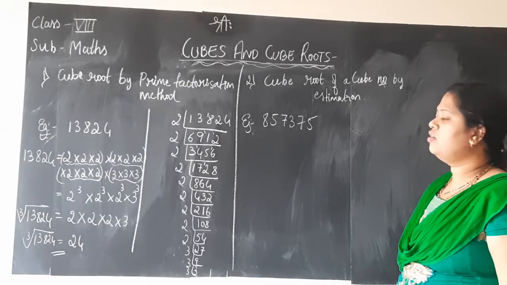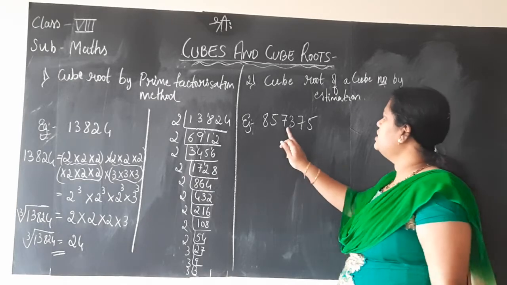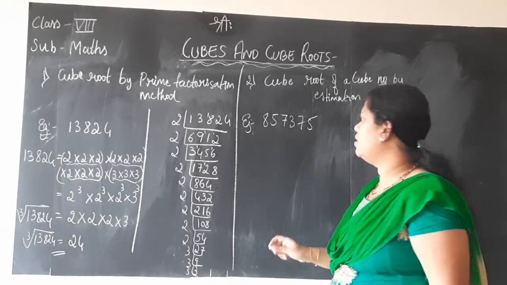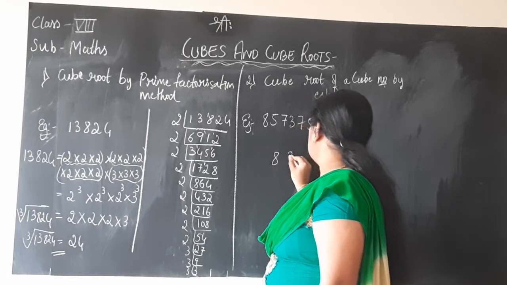One more method we can use is this. 857375 is the given number. So rewrite the number.